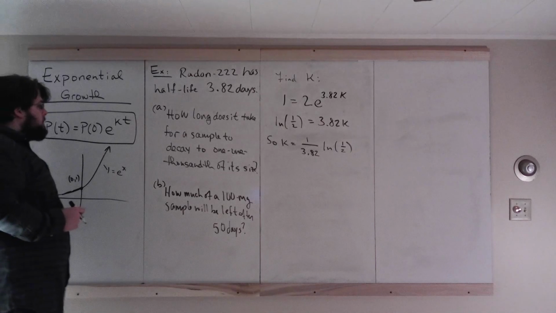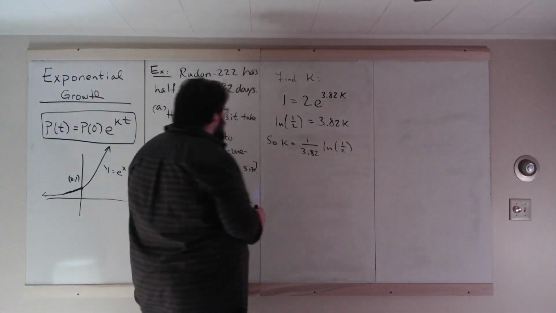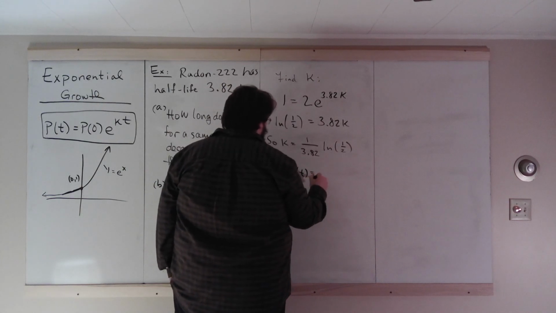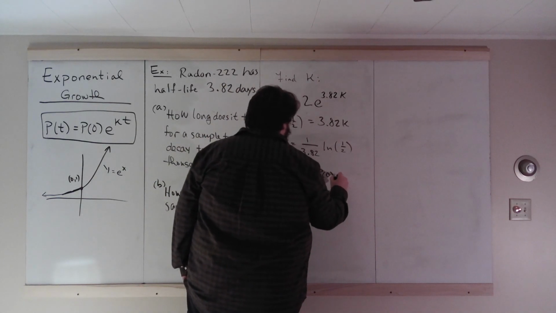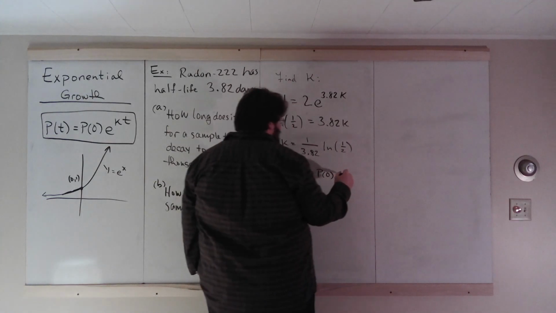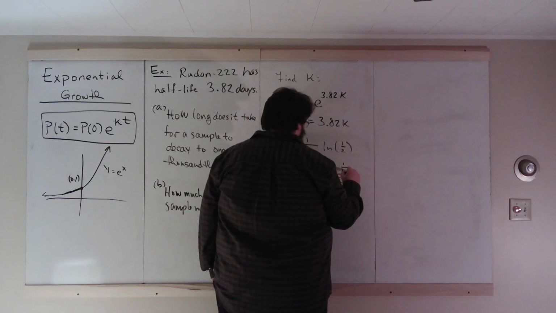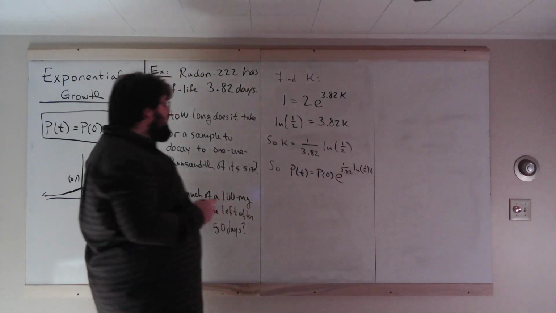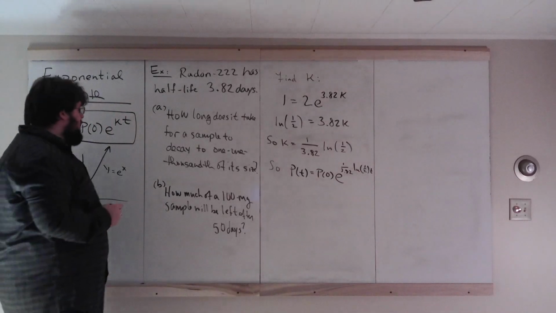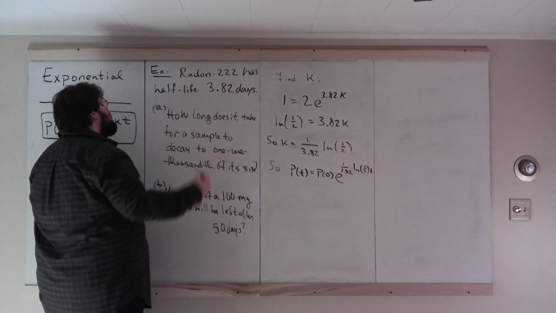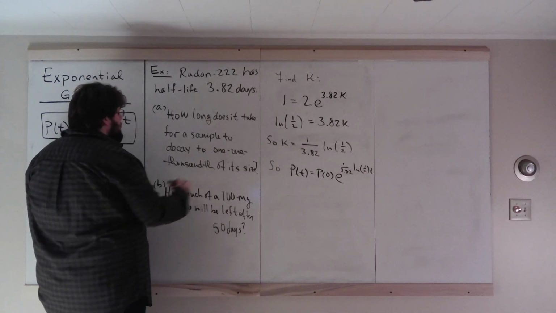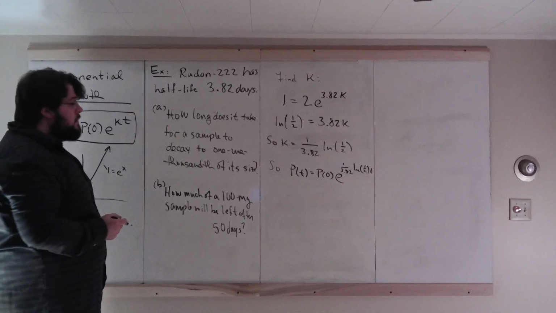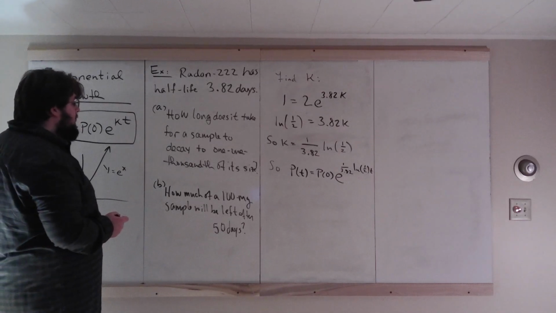How long does it take for a sample to decay to 1/1000th of its size? Well, we have K, so we can get our P function, P of T equals P of 0 times what? E to the 1 over 3.82 log of a half times T. Now we don't have an initial amount or an ending amount, but we can use initial and ending amounts given in the question in part A. How long does it take for a sample to decay to 1/1000th of its size? Well, you can start with 1,000,000 and ask how long does it take for 1,000 to remain.